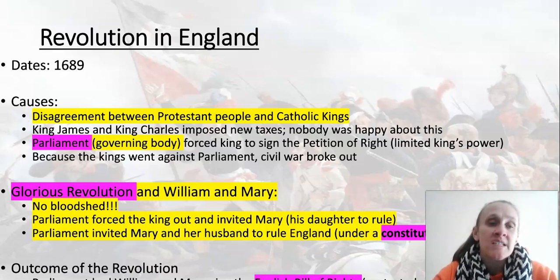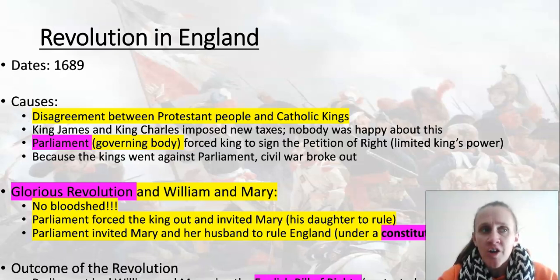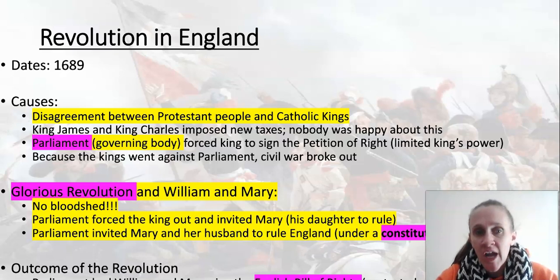Okay, the first one is going to be there's a disagreement between Protestant people and the Catholic kings. Remember we talked about this a while back with King Henry VIII and his daughter Mary, and then he had a son named James, and then Elizabeth. And remember, Mary was Catholic and Elizabeth was Protestant. And then when Elizabeth took the throne, she created the Anglican Church so that Protestants could practice free from persecution. All right. This is not the same Mary that we're going to be talking about in this slide. This is much later. But there's a disagreement between Protestants and Catholics.